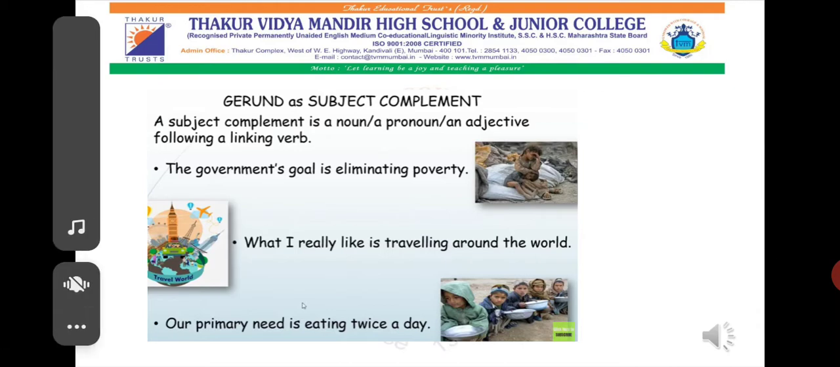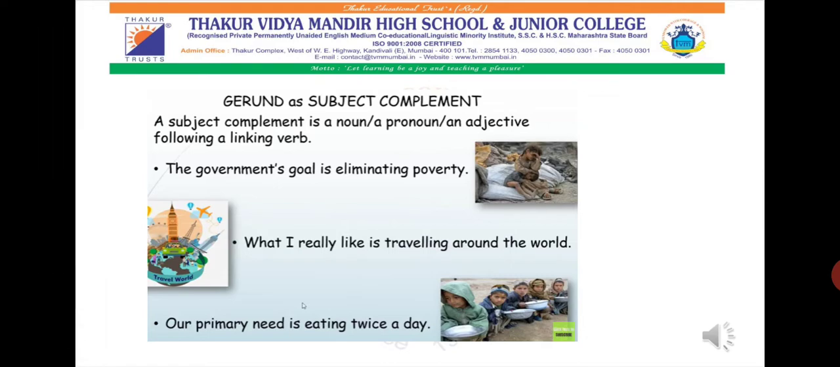Our primary need is eating twice a day. Now ask the question, what is our primary need? We get the answer, eating twice a day. So in this sentence we see is is a linking verb, and eating acts as a gerund which tells us more about the subject. Our primary need is the subject over here. Eating is a noun, and it is telling more about the subject. I hope you all understood the concept of subject complement. Now let's move to the last concept.